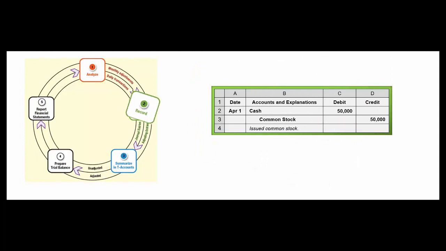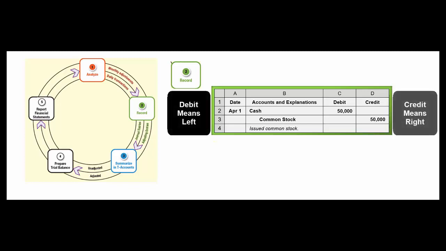And if there is something that happens to the business that can be reliably measured in dollars, we go to step 2 of the accounting cycle and record it. We record it using journal entries. Journal entries involve debits and credits. Debit means left, credit means right. One isn't good, one isn't bad. Debit means left, credit means right.